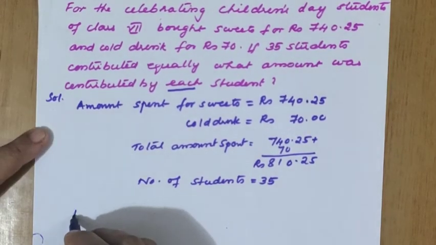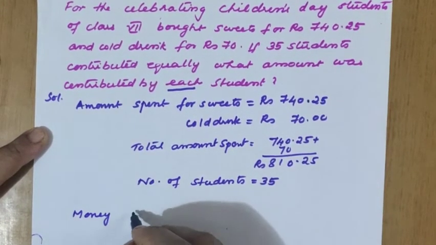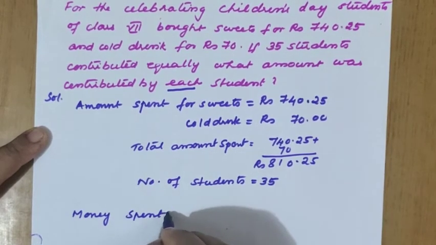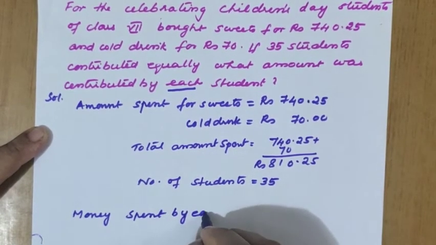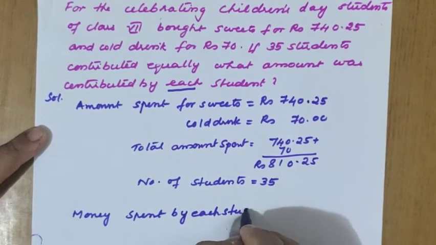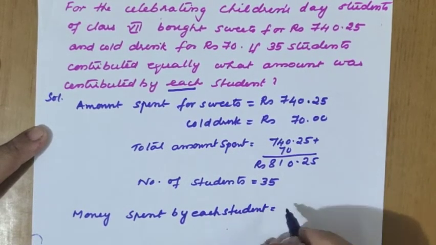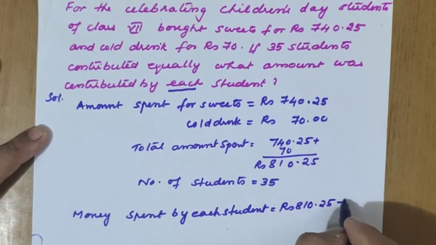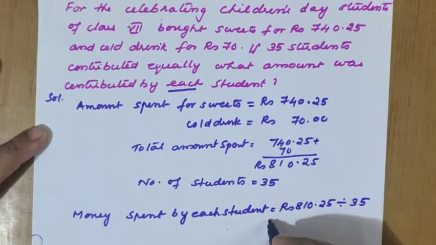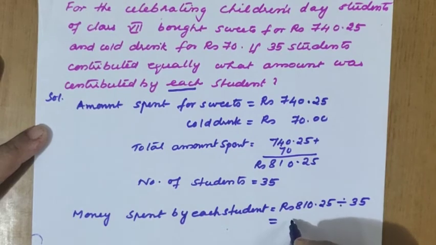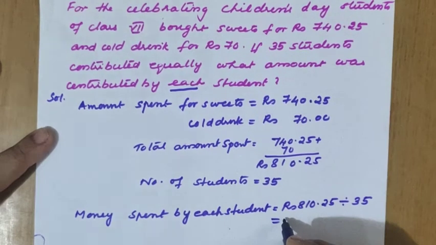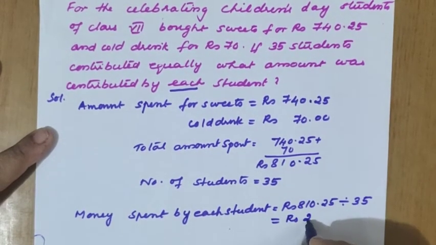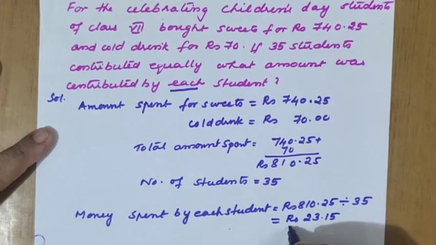So money spent by each student is equal to rupees 810.25 divided by 35, right? So if you simplify, you will get rupees 23.15. I'm not doing the simplification, you can do it because it's a revision only.